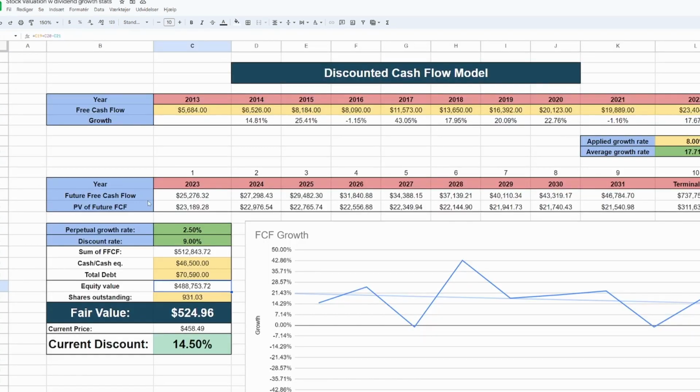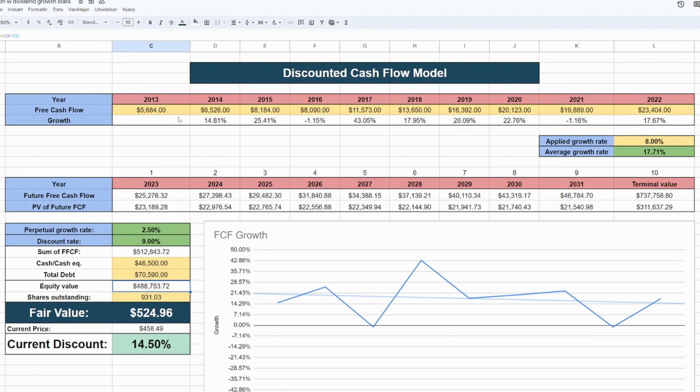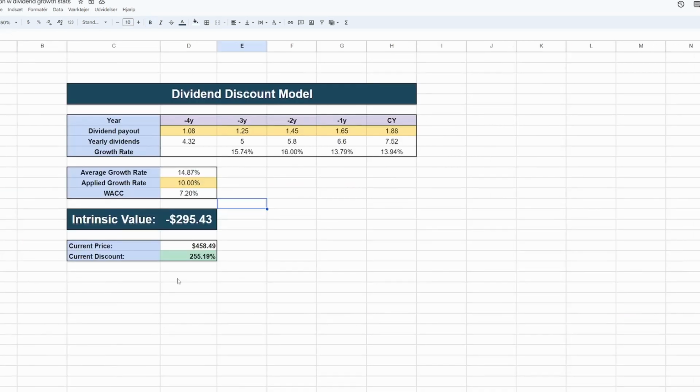The first one being the discounted cash flow model, where we take the free cash flow from the different years. We then apply a growth rate to calculate the future free cash flow. Using a discount rate, we then discount the future free cash flow back to a present value, sum all that together, combined with the cash and cash equivalents, the total debt, and the shares outstanding, we arrive at a fair value of $524, sorry.